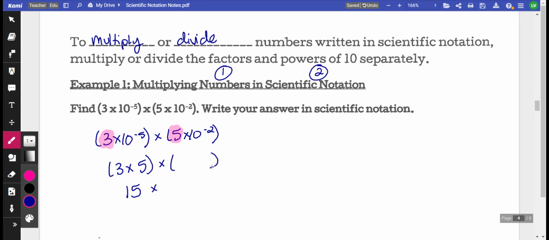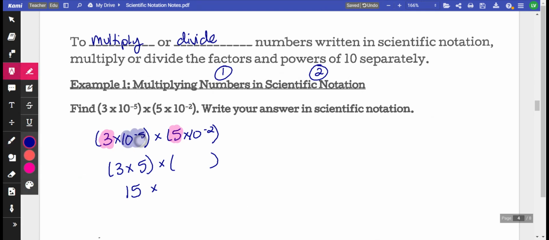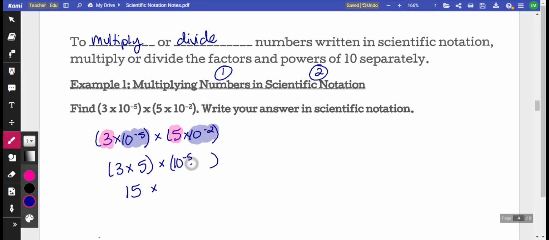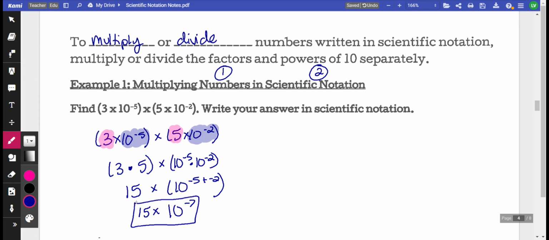And now my second step is to multiply my powers of 10. 10 to the negative 5th, 10 to the negative 2nd. So I'm actually going to change my multiplication x now to a dot, while doing it on the inside. Okay, so this is 10 to the negative 5th plus negative 2. So I want to go in and add my exponents because I'm multiplying the bases. So this gives me 10 to the negative 7th power. I'm going to bring down my 15. So 15 times 10 to the negative 7th.